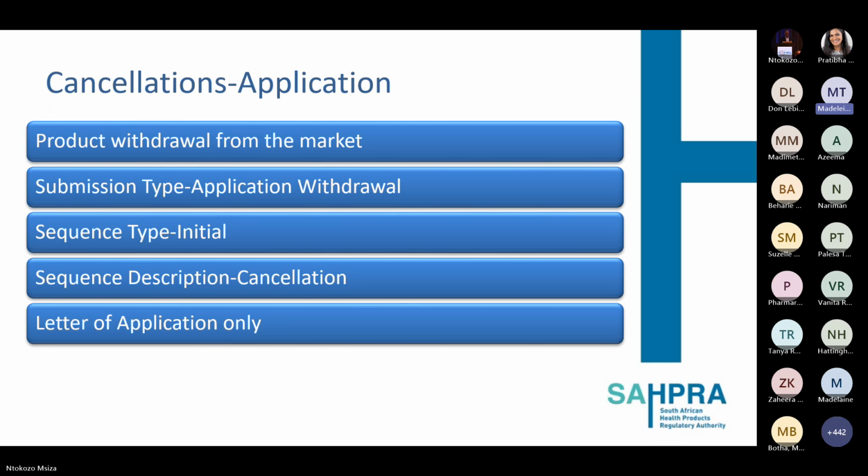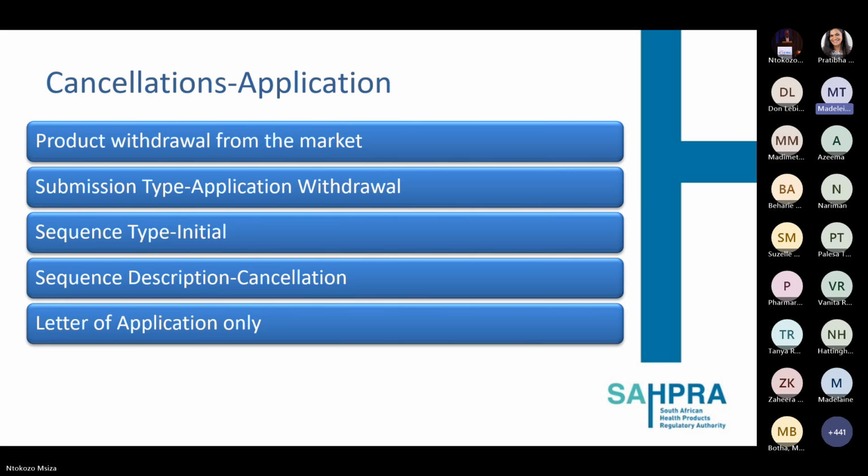Then cancellations and withdrawals. So we've got 2 different types of cancellations. First of all, we've got a cancellation for application, and there would be one for submissions. If you can remember, we previously shared that diagram about what is application, what is submission, what is sequence, right? So in this case, we're talking about the application. I'm ending my product in market. So I'm withdrawing it from the market.